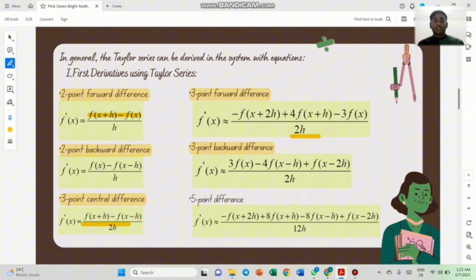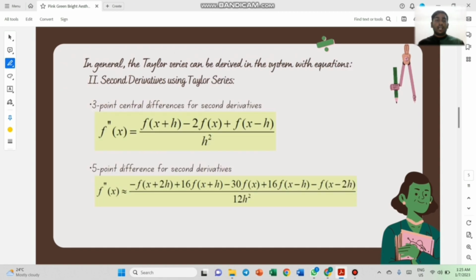And the last equation for the first derivative using the Taylor series is the 5-point difference, which is f'(x) equals negative f(x plus 2h) plus 8f(x plus h) minus 8f(x minus h) plus f(x minus 2h) over 12h.